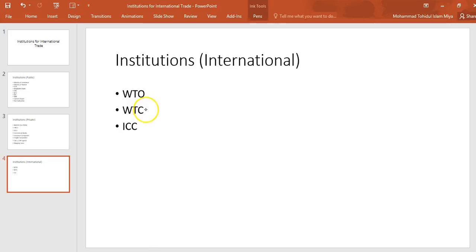And then the next organization is World Trade Center. World Trade Center is like a resource center, a training center, and it also does some facilitating job for the importers and exporters. So if you go to the website, you will find out it mostly shares resources and trainings, and by that it facilitates importers and exporters in doing better business internationally.